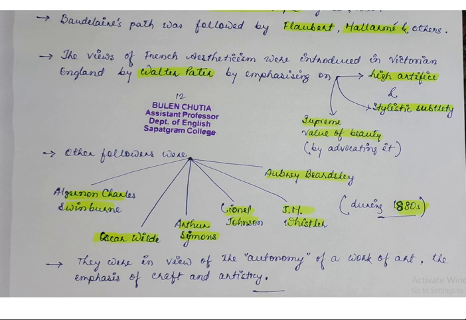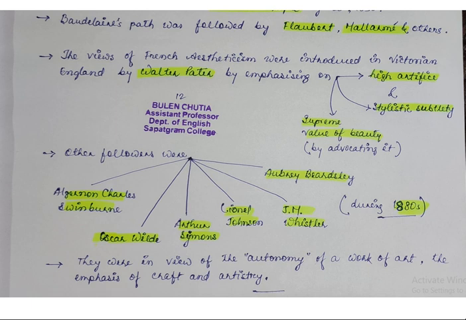By following Walter Pater, other writers like Algernon Charles Swinburne, Oscar Wilde, Arthur Symons, Lionel Johnson, J. M. Whistler, and Aubrey Beardsley started writing their poems and working on their art, paying attention to the aesthetic value, not the pragmatic values. So these are the followers of aestheticism during the 1880s in England.